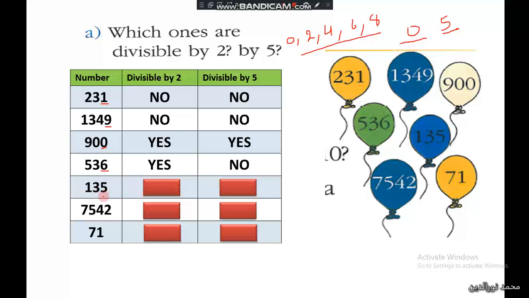135 has 5 in its ones. It's not even, so this number is not divisible by 2. But it's divisible by 5 since in its ones there is 5. So we put yes. 42 is even, so it's divisible by 2. And there's no 0 or 5, so it's not divisible by 5. 71 is not even, nor has 0 or 5 in its ones.